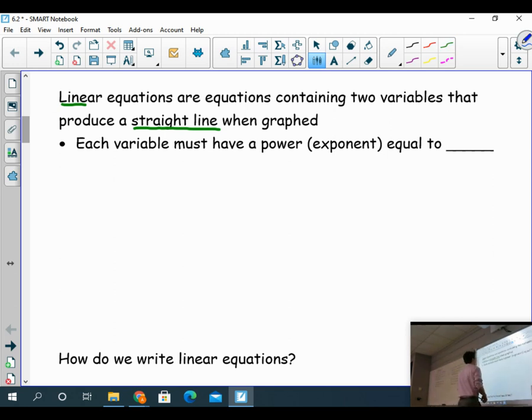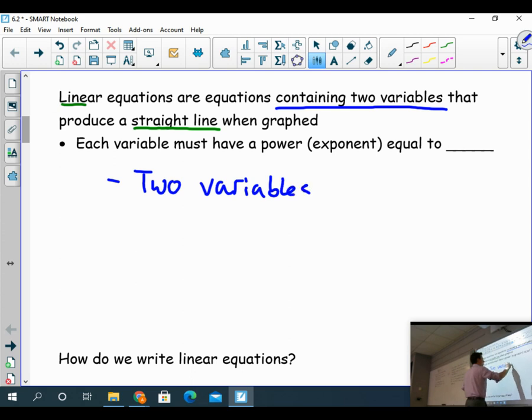Now, what are the features of linear equations? Well, the first one is they contain two variables. So when we're identifying whether an equation is linear, what we want to think about is an equation that has two variables. Now, the general form of linear equations that we're going to look at will obviously have more than one variable. I'm not referring to those.